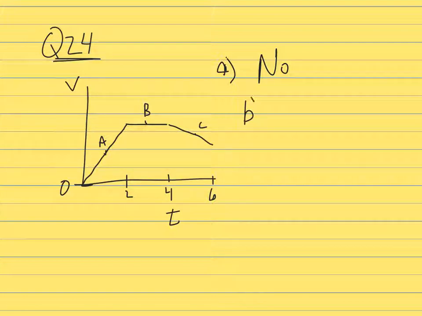B asks, at which of the labeled points, A, B, or C, is the magnitude of the acceleration greatest? Explain. The magnitude of the acceleration means we don't worry about whether it's positive or negative. We don't care if the slope is up or down. We just want to know where the slope is the biggest. Since these are all equivalent time intervals from 2 to 4 to 6, we can see that section A has the greatest slope.